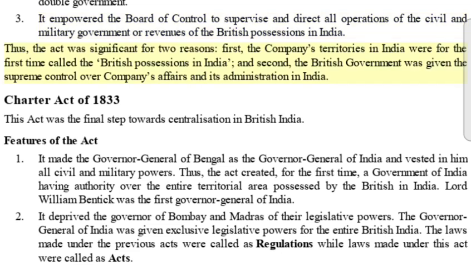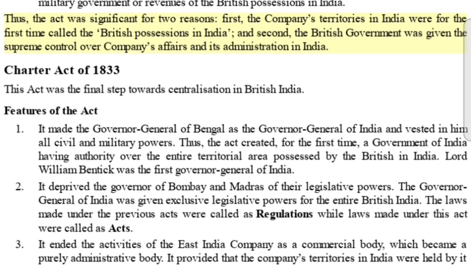Thus, the Act was significant for 2 reasons. First, the company's territories in India were for the first time called the British possessions in India, and second, the British government was given the supreme control over company's affairs and its administration in India.